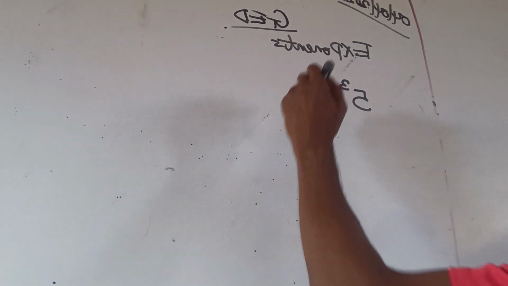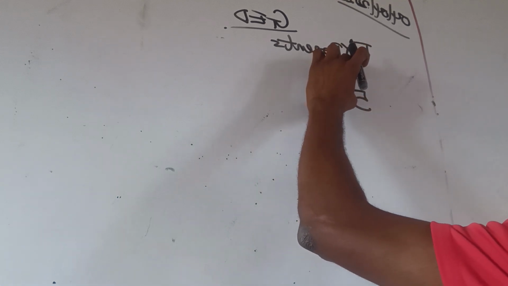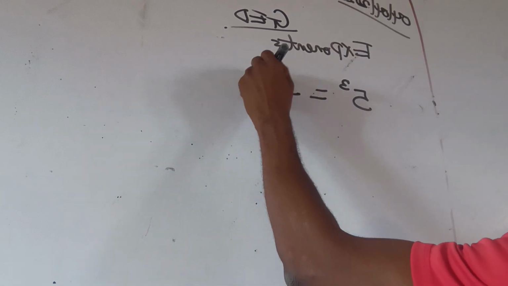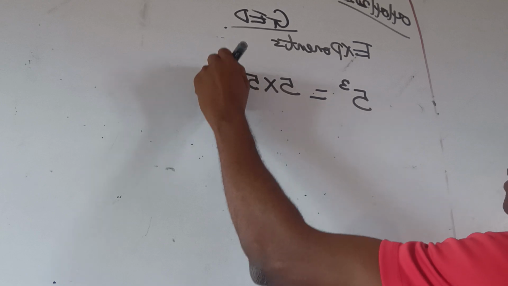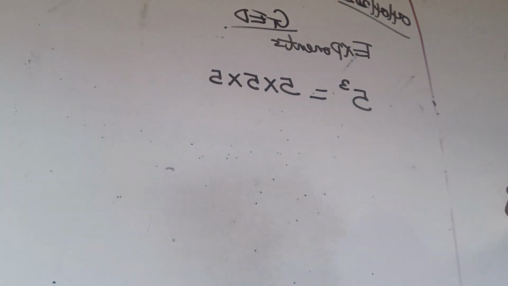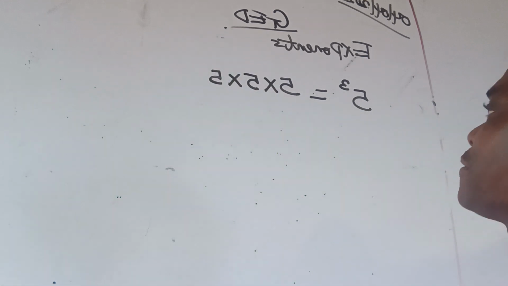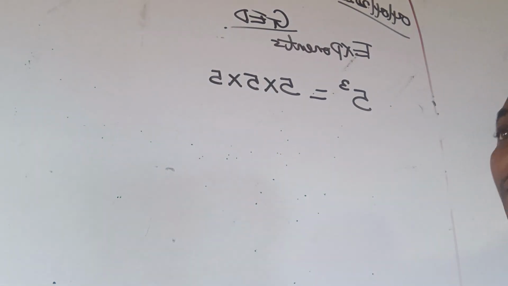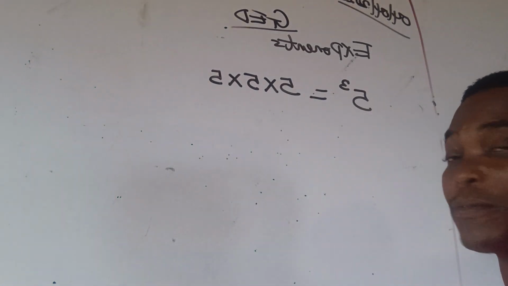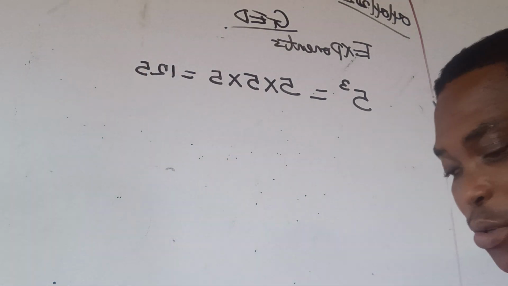So what this simply means is that the base is 5, the power is 3. The base should be multiplied by itself how many times? 3 times. If you multiply the base by itself 3 times, you will definitely get your answer. 5 raised to power 3 means 5 times 5 times 5. 5 times 5 is 25. 25 times 5 is 125. So 5 cubed will give us 125.